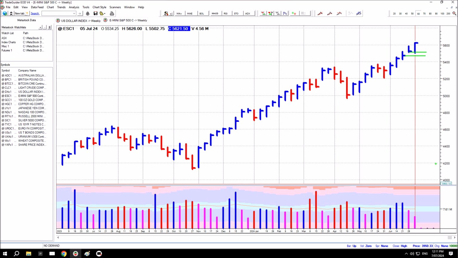But at this stage, despite the low volume, this market did push higher. It closed above the previous bar's high, which is always a positive, and it looks pretty safe and sound at this stage. There's no obvious weakness there.